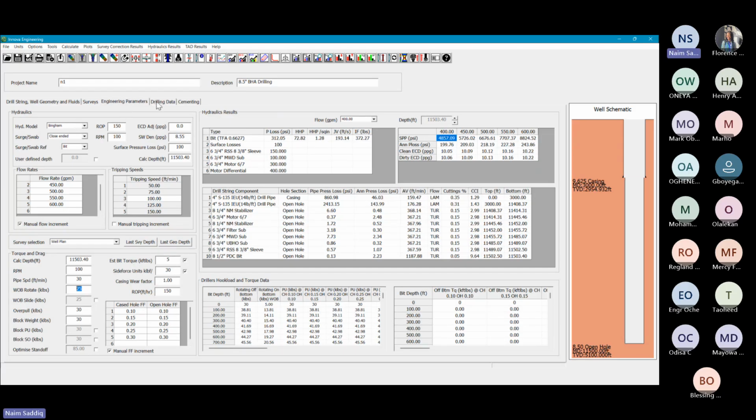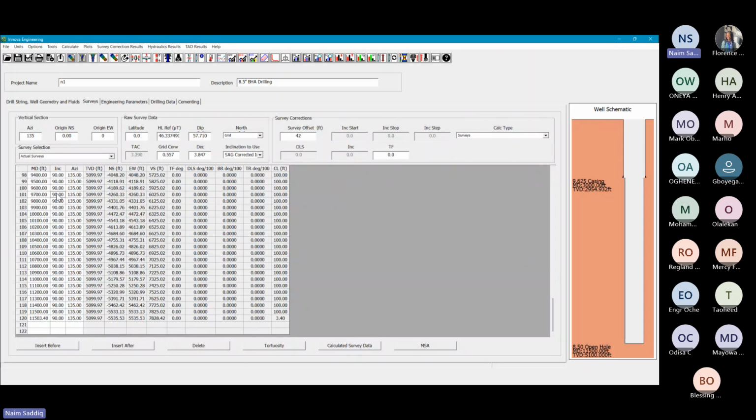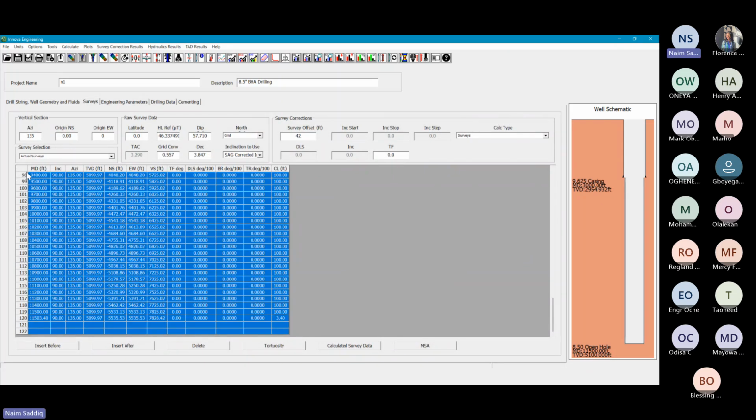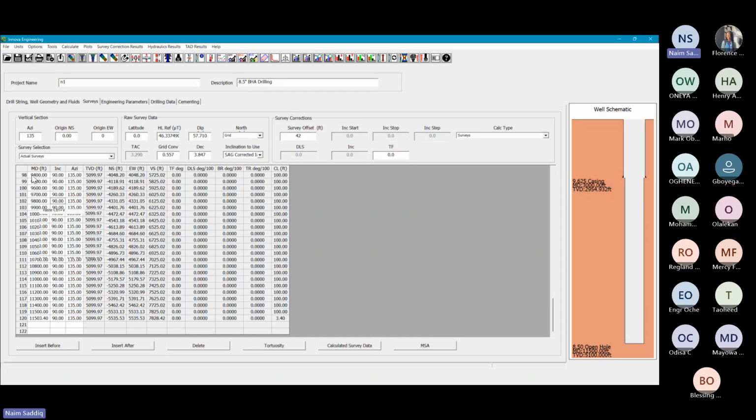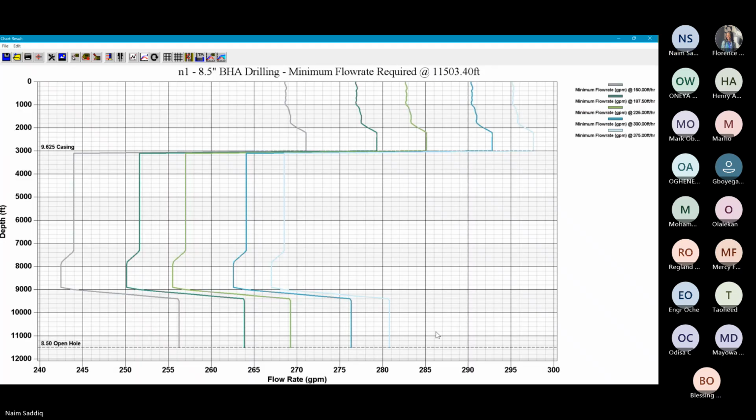Okay. Now paste in your survey. Suppose I delete this all, then put the new one in, right click, paste it. And now I will calculate hydraulics. I will calculate torque and drag. I will calculate snapshots. And then I will have a look at how much flow rate is required to clean the hole. It says this, this is upstairs. You can see on my right hand side between 295 to 300. Let's say 300. 300 GPM is required to clean the hole.